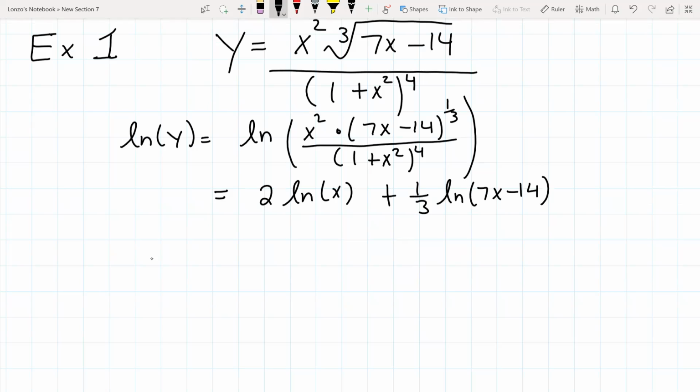And then we are dividing. So when you're dividing, you're really subtracting. So it's going to be minus, and then there's a power in front of that. So that's going to be 4 natural log of 1 plus x squared.